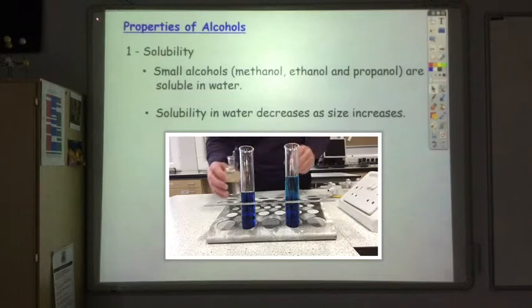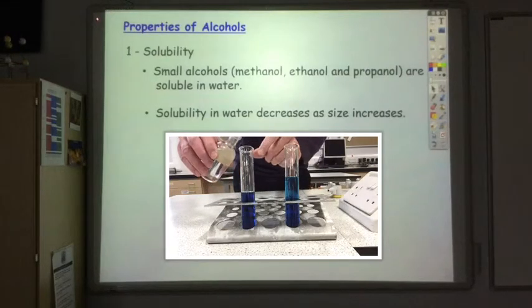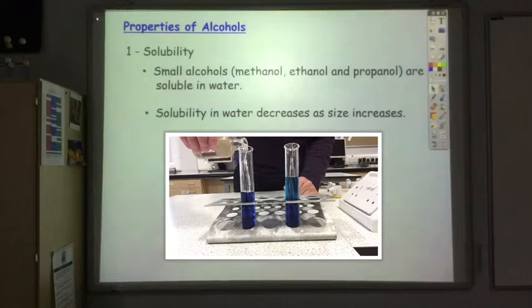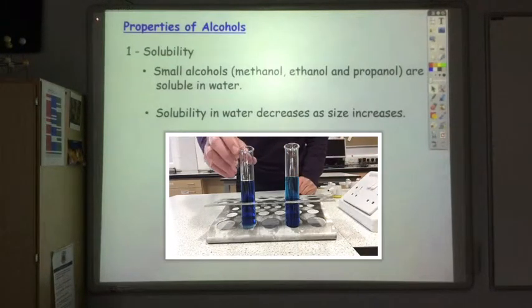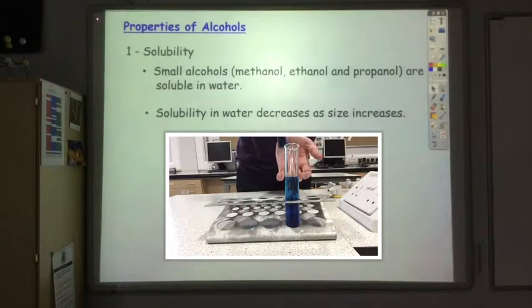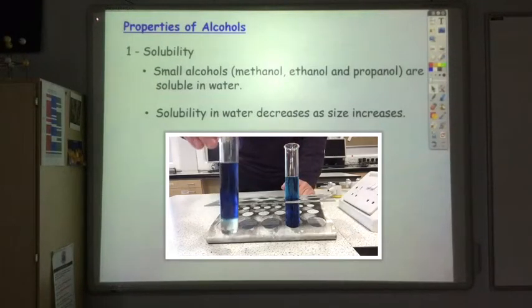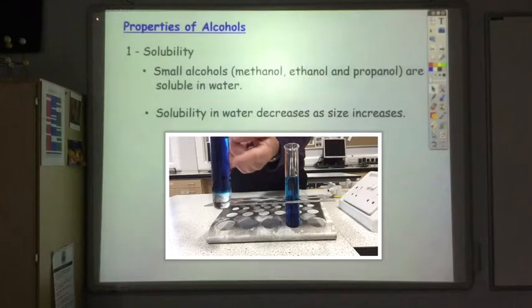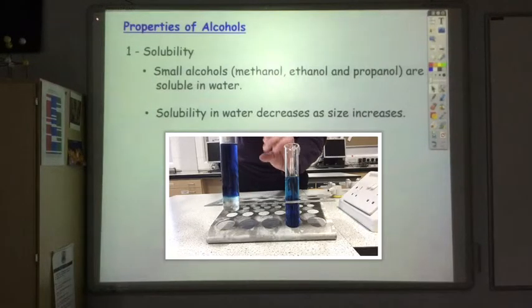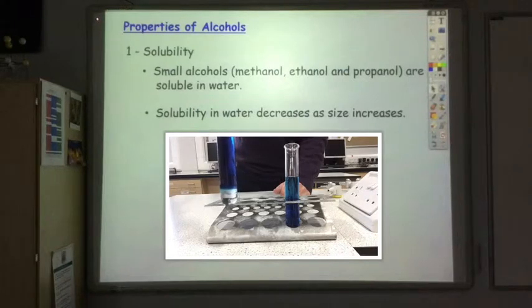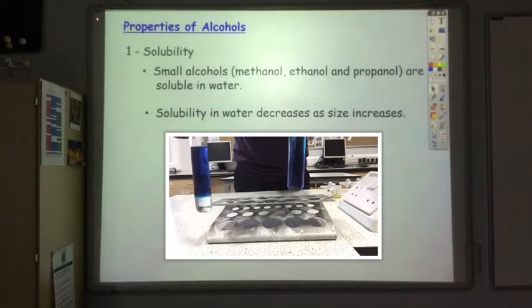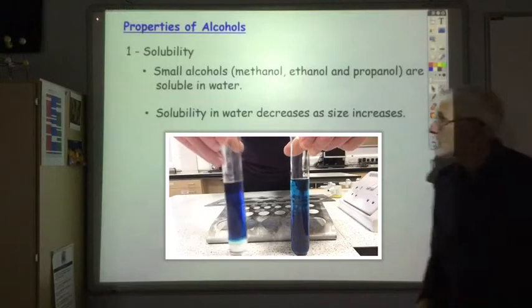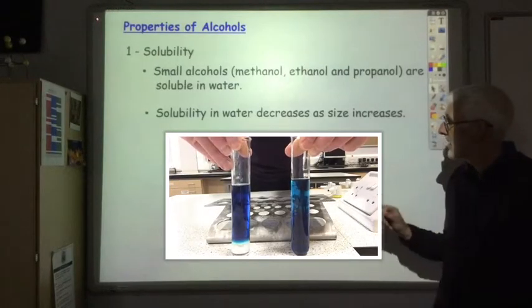In the other one, I'm going to put a larger alcohol, octanol. And give that a wee mix up. And what you see is you have got two distinct layers. The octanol is not soluble in water, and so you get these two immiscible layers, meaning that they don't dissolve in each other. So small alcohols dissolve in water, large alcohols do not dissolve in water.